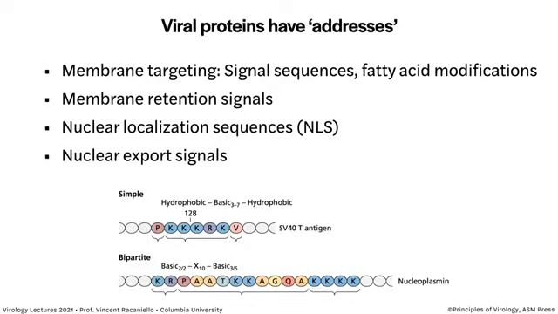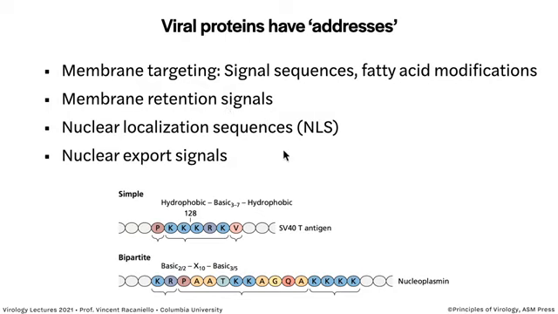Viral proteins also have addresses, right? We've mentioned this before, and here I've got four of them listed: membrane targeting addresses like signal sequences that target proteins to the secretory pathway. We'll look at this today. But there's also fatty acid modification, where you add a fatty acid to a protein and that makes it hydrophobic, and that can stick it in a membrane as well. There are membrane retention signals. We want certain proteins, say, not to go to the plasma membrane, but to stay in the endoplasmic reticulum, because that's where the virus is going to bud from. And so those signals keep it in there.